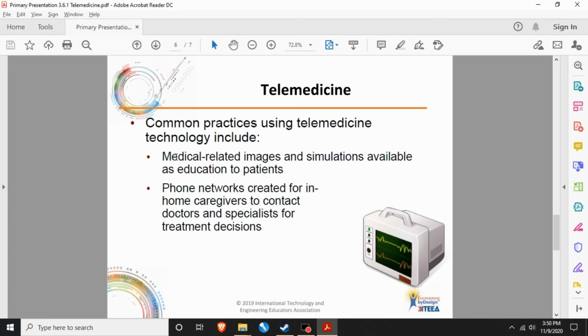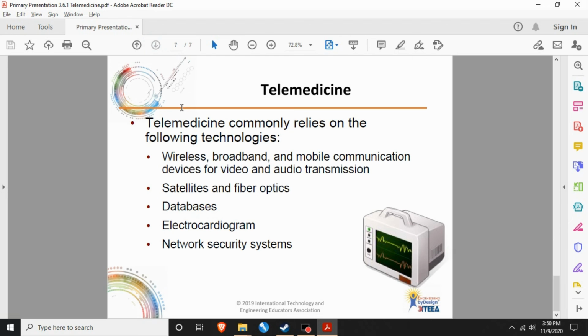Other common practices are medical-related images and simulations available as education to patients, and phone networks created for in-home caregivers to contact doctors and specialists for treatment decisions. When my stepmother's father was ill, they were able to treat him at home because all of the equipment at his house was networked to the hospital, and so to the doctors it was similar, almost identical, to as if he was actually physically in a room at the hospital.